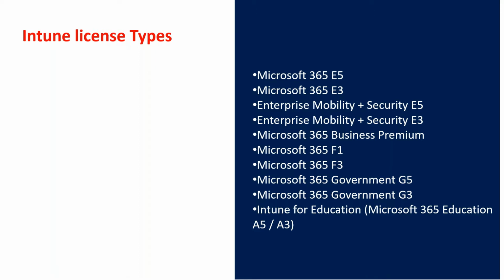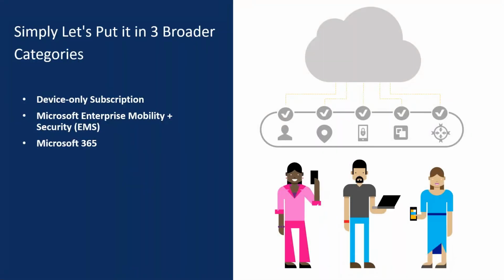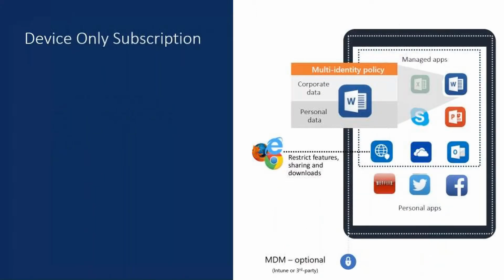Now, for us in the corporate world, we normally concentrate mostly on M365 E5, M365 E3, Enterprise Mobility + Security E5, and Enterprise Mobility + Security E3. These are the things we mostly concentrate on. So let me talk about these three categories: device-only subscription, EMS, and M365. In simple words, what is this device-only subscription?